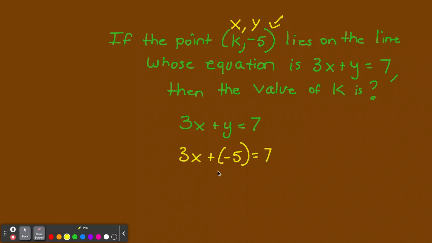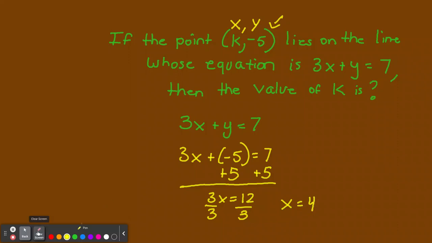Just add the 5 on both sides. And now we're saying 3x equals 12. And we're doing some algebra. Divide out the 3. So we know the value of k will be 4. Moving on. And clear that. Go back to green.